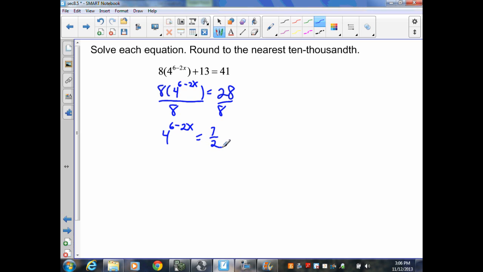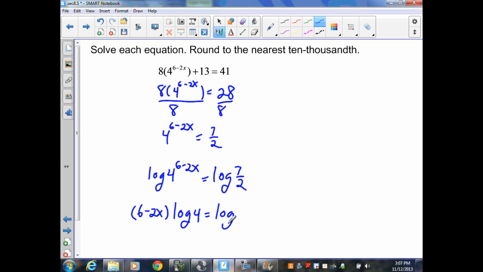Now I want to take the log of both sides, the common log, which is going to give me the common log of 4 to the 6 minus 2x equals the common log of 7 over 2. Using the power rule, I'm going to bring out my 6 minus 2x. I'm going to put that in a set of parentheses, 6 minus 2x, times the common log of 4 equals the common log of 7 over 2.